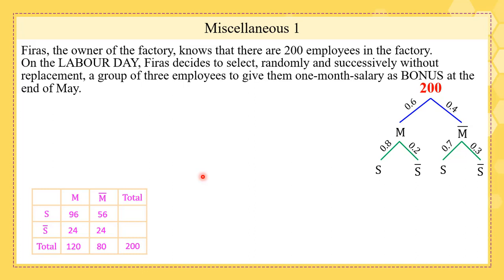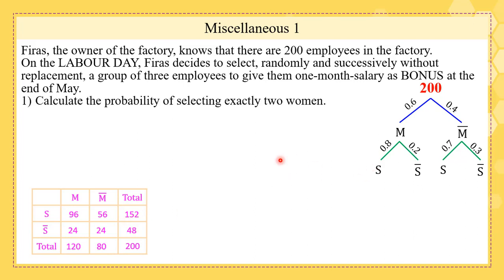Well, we can see from here that the information given from the tree will fill these numbers in the table only, but in order to tell the total of single and not single, we just add them. So these two totals, which are 152 and 48, do not appear on the tree.